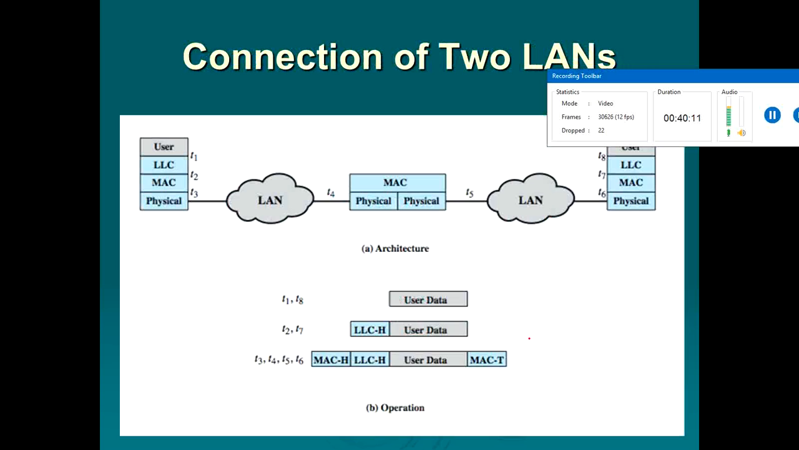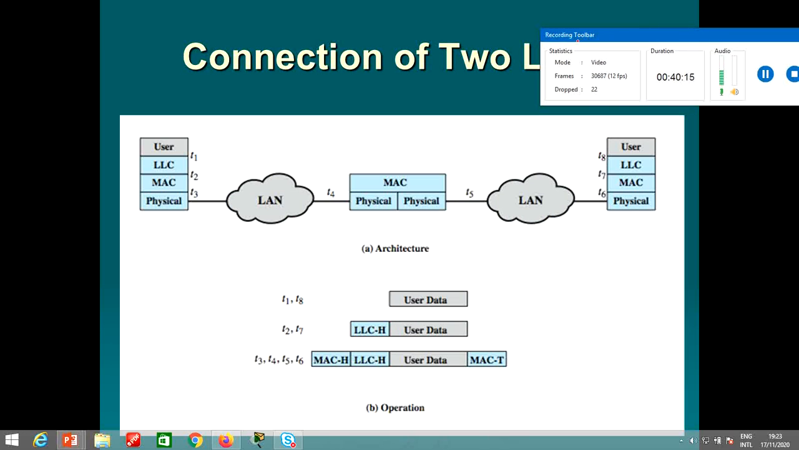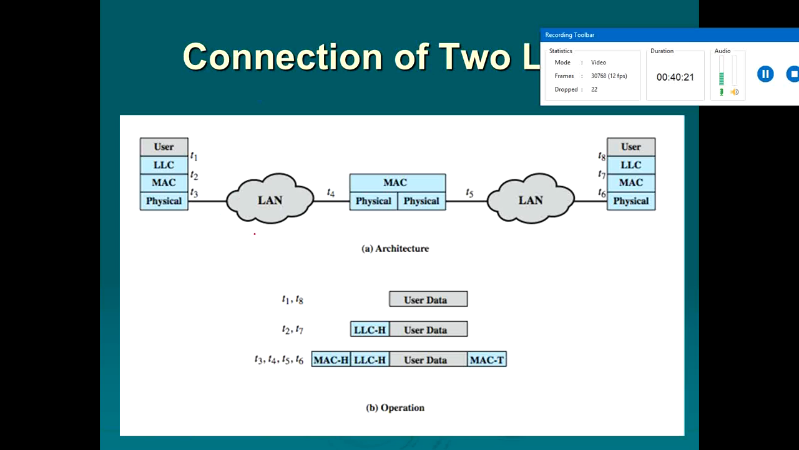Let's look at how the LANs are connected to each other with the help of the bridge. This figure shows the simplest case, in which two LANs are connected to each other with the help of a single bridge. The LANs employ the same MAC and the same LLC protocol. LLC and MAC are the data link protocols. And the bridge operates as we have described in the previous slide.